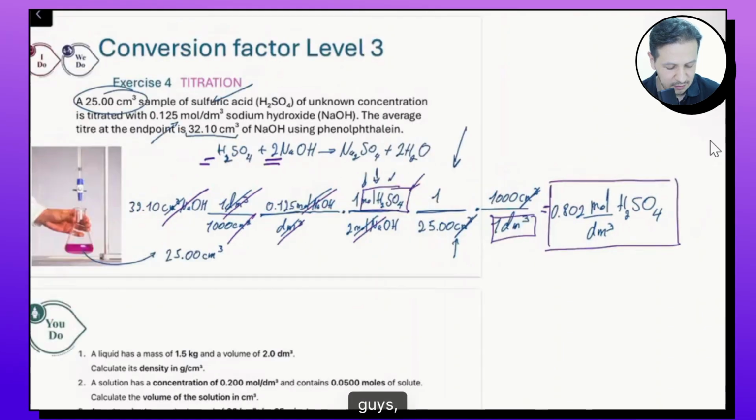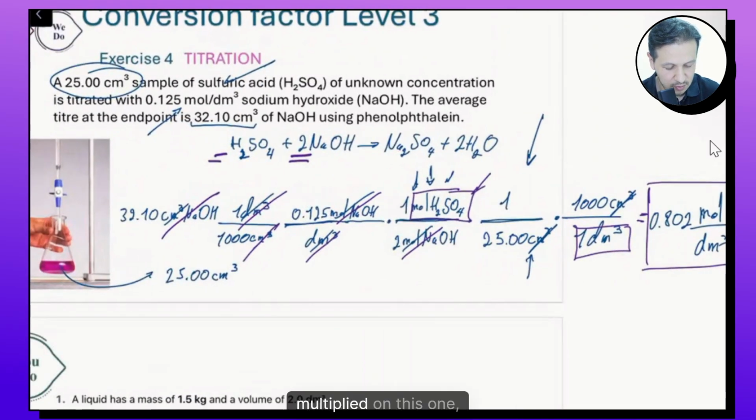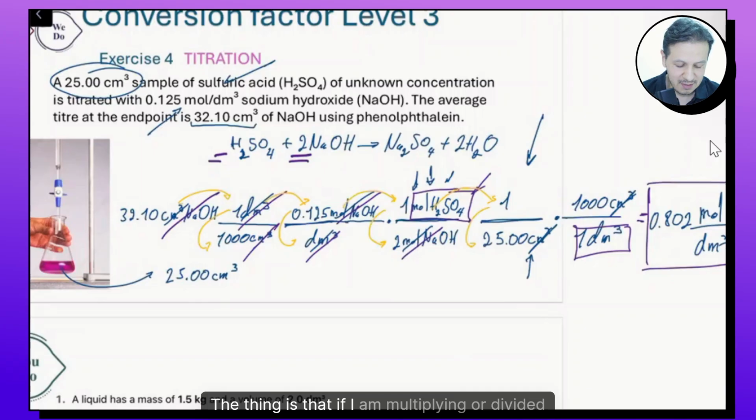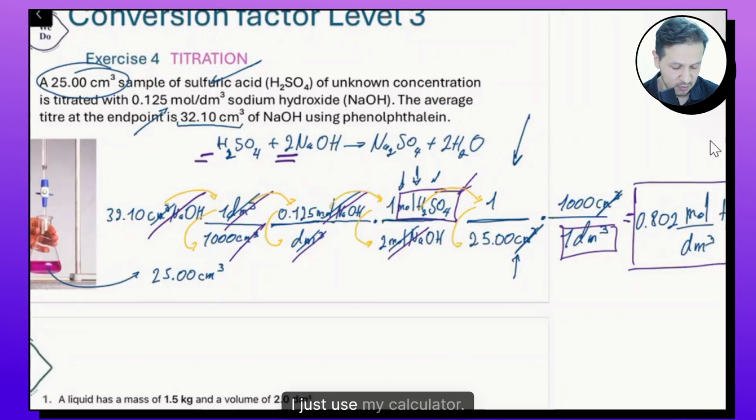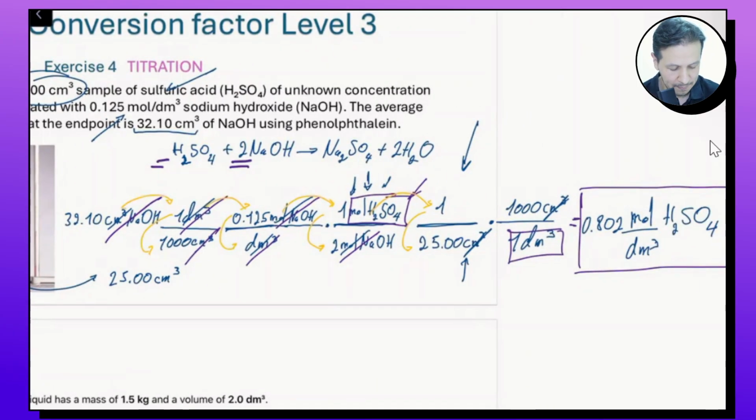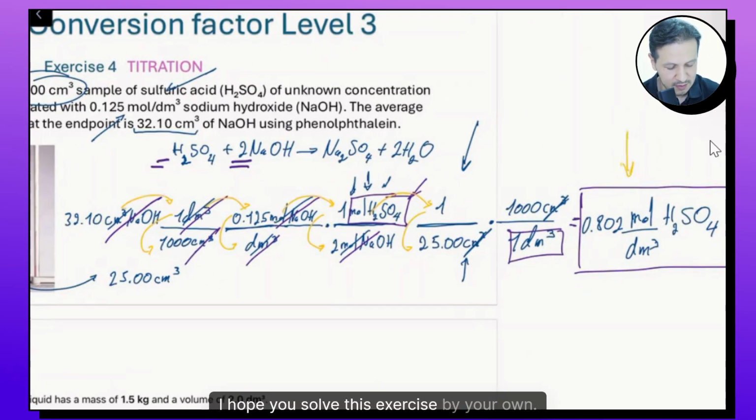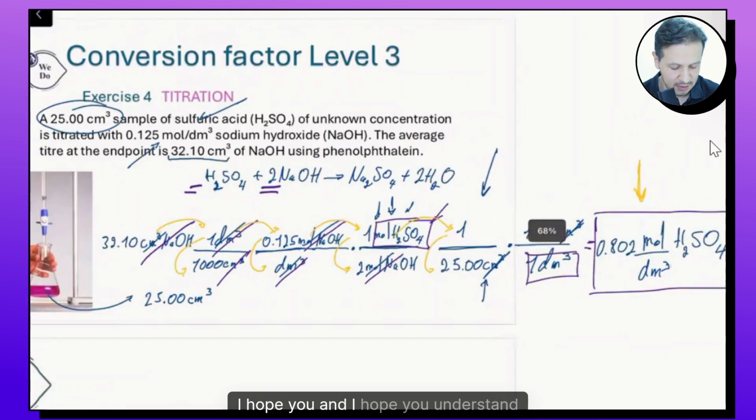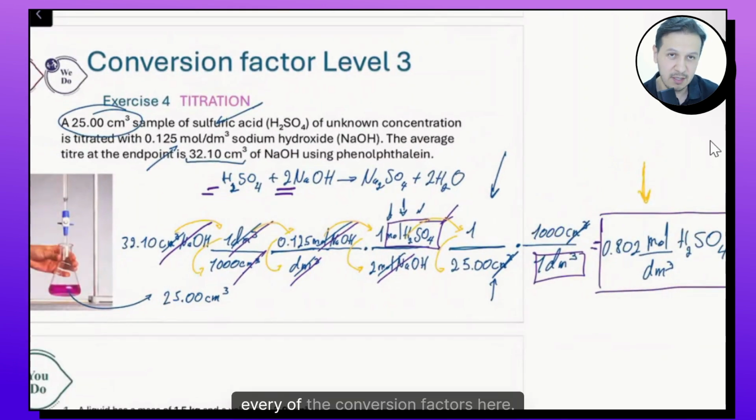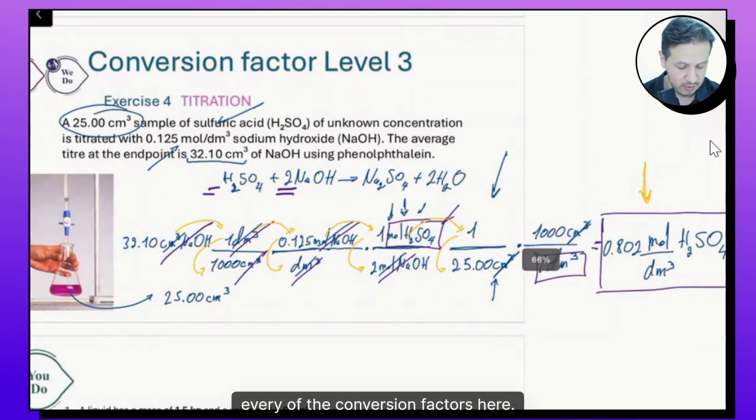What I did here, guys, remember, I just multiplied on this one, divided by this one, multiplied on this one, divided by this one, multiplied on this one, divided by this one. The thing is that if I am multiplying or dividing by 1, I don't spend my time doing that, I just use my calculator. I hope you solve this exercise on your own, and I hope you understand every one of the conversion factors here.